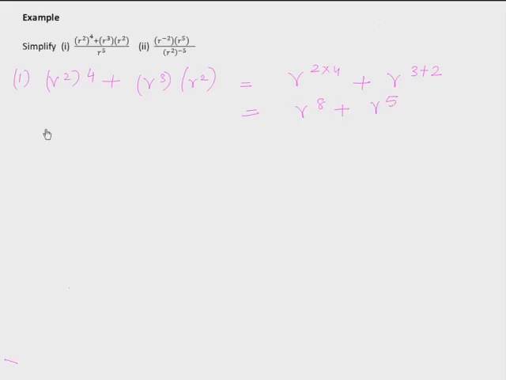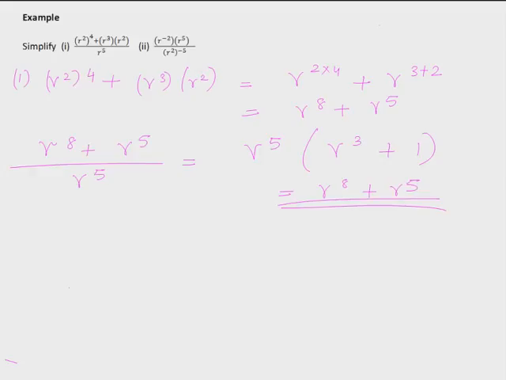So I write down the entire expression. The numerator became R raised to 8 plus R raised to 5 upon R raised to 5. Now we know what we can factor out from the numerator. We can factor out the entire R raised to 5. What's left is R raised to 3 plus 1. Confirm, multiply it back in and see if you get the original expression. R raised to 5 into R raised to 3 is R raised to 8. R raised to 5 into 1 is R raised to 5. So you do get the original expression.